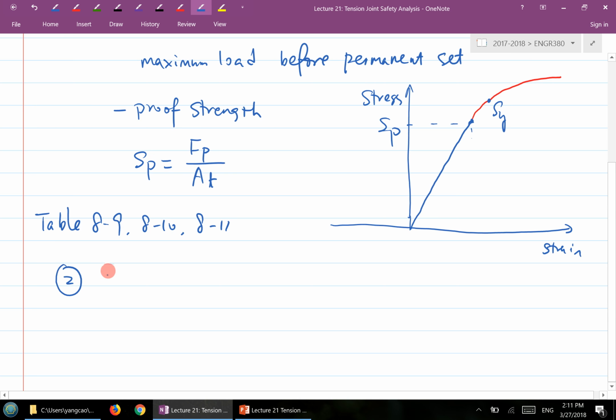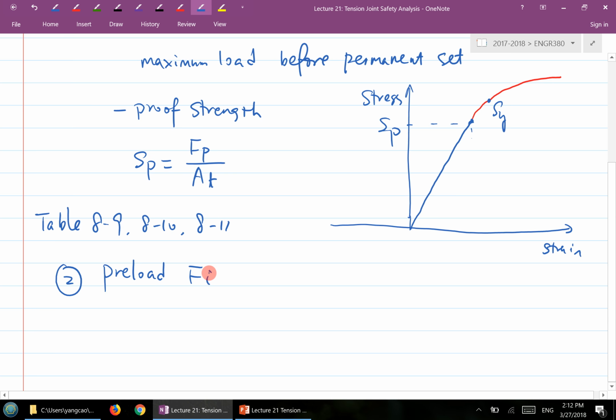Another concept here is called the preload, Fi. What preload means is, when you have a bolt and plug it through the member, and then crank the nut on the other side, how much torque you apply, how tight you crank the nut, acts as the preload, Fi.